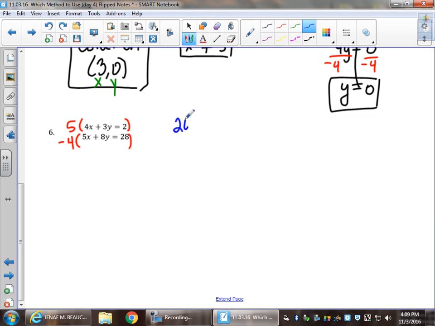5 times 4x is 20x. 5 times a positive 3y is a positive 15y. And 5 times 2 is 10. Here, take your time. Be very careful with distributing in the negative. So negative 4 times 5x is a negative 20x. Negative 4 times a positive 8y is a positive 32y. And negative 4 times 28 is a negative 112.